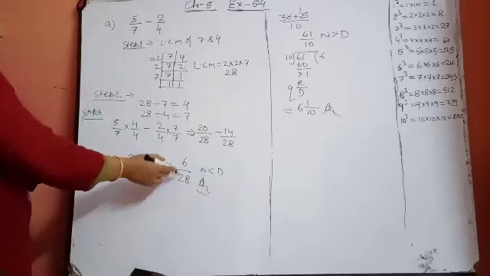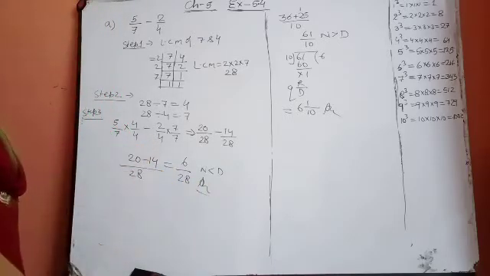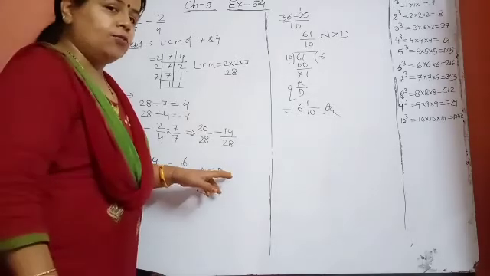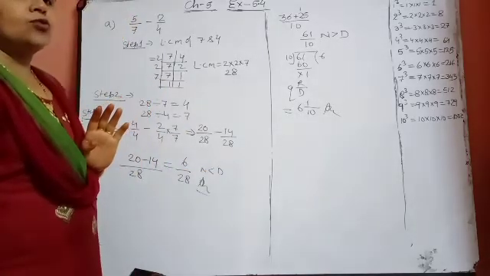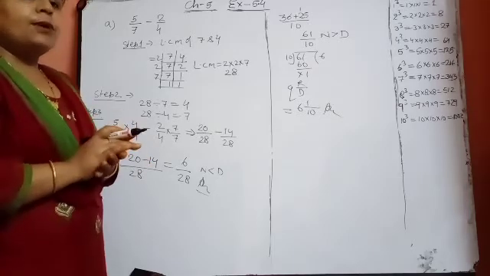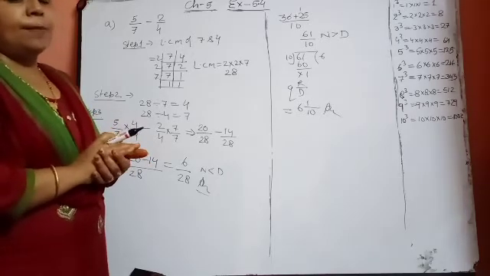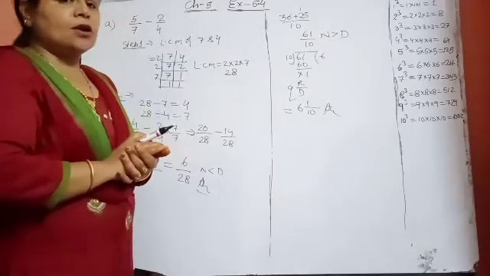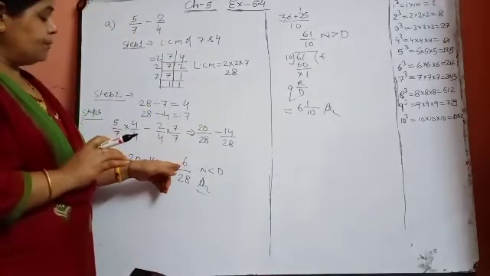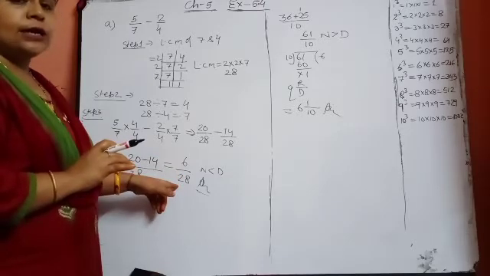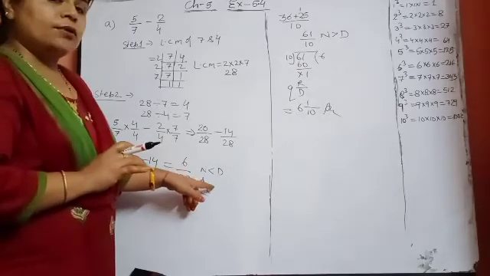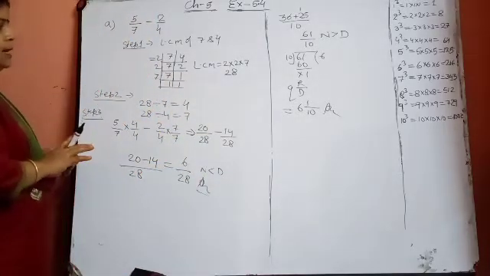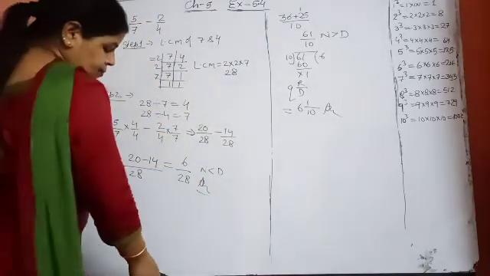Many children write this one also as a mixed fraction. Only when the numerator is greater than the denominator can you convert it into a mixed fraction. Be very careful about proper and improper fractions. Only an improper fraction can be converted into a mixed fraction, not a proper fraction. This is a proper fraction because its numerator is smaller than the denominator. So it cannot be converted into a mixed fraction. One mistake was there, I have erased it, and the rest of the procedure will remain the same.